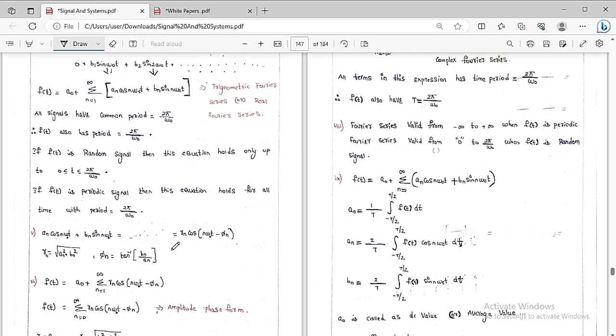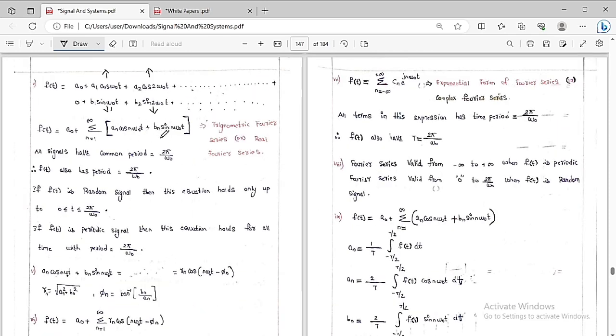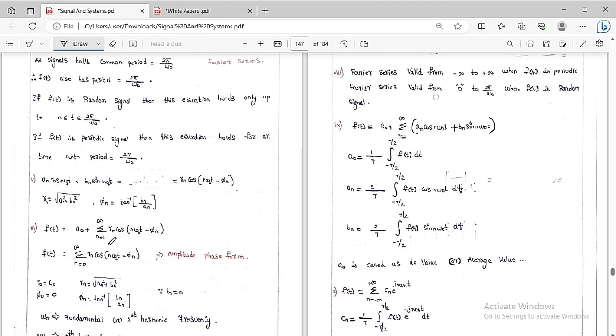So what can I write here? I can simplify this as Rn into cos(n omega naught t minus phi n). So f of t is equal to A naught plus sigma n is equal to 1 to infinity Rn into cos(n omega naught t minus phi n). What I will do now, instead of n is equal to 1 to infinity, I will go for sigma n is equal to 0 to infinity Rn into cos(n omega naught t minus phi n).